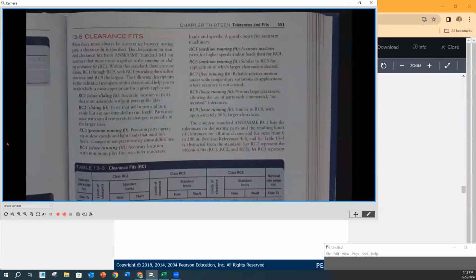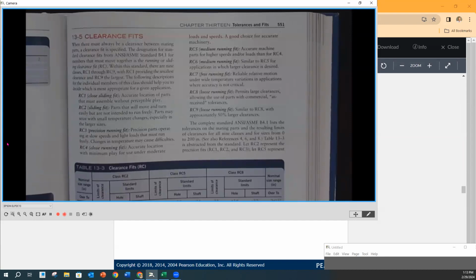Yes, there's a question in the room. Just like you have clearance fits here where the RCs tell you which one is which, do they have that same kind of chart for finishes? Like, how do we know if a 16 finish is good enough for sliding on versus is a 32 finish okay to slide on? Is there a chart for that?